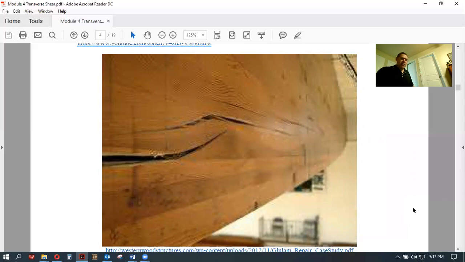And notice here that the cracking or the splintering or the splitting that has happened in this wood member is horizontal in nature. Again, that's not the transverse cross section, and that just seems kind of weird, right? So we're going to explore this in greater depth.